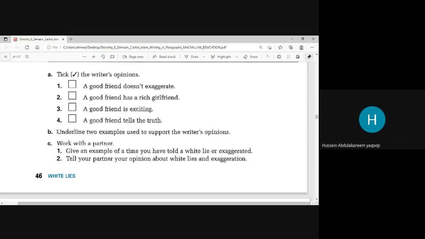Here we have the next part, and the line 2 examples. Now, what are these examples the writer used to talk about his or her opinion? What are the numbers of the sentences? Which sentence numbers were examples the writer gave to support his opinion? Kawthar Jafar, please.